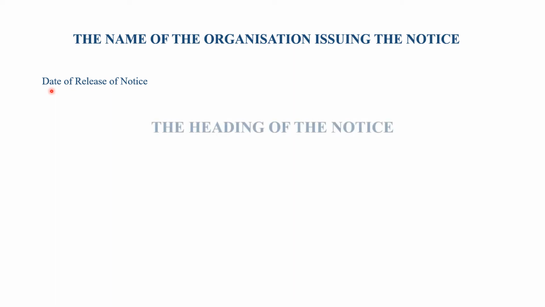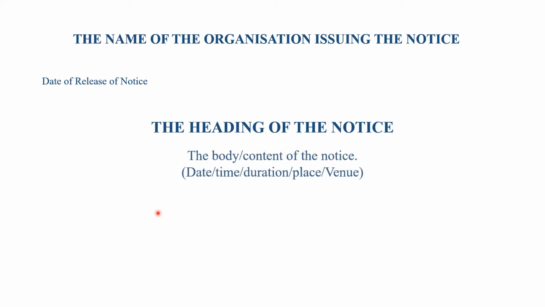After that, in the center, in bold case, comes the heading of the notice. It may be a tender notice, an auction notice, or a public notice. So we have to write it in bold. Thereafter comes the main body, in which we write the content of the notice. It is mentionable here that we have to give all the details like date, time of that particular event, its duration, the place, and particularly the venue.